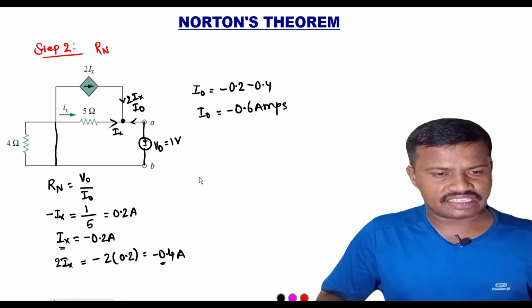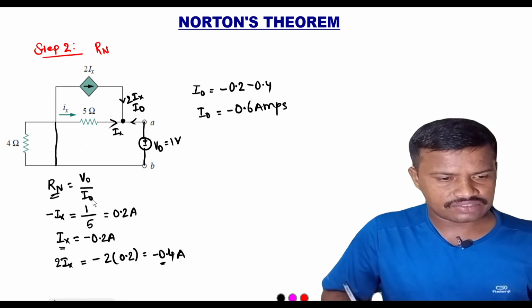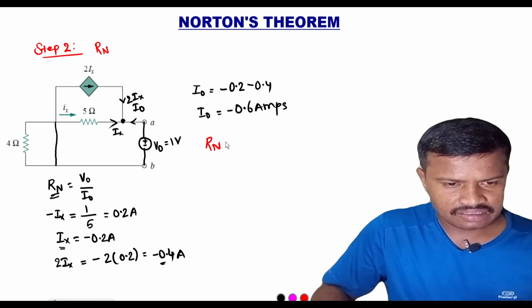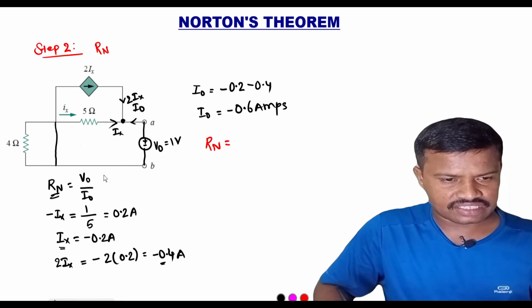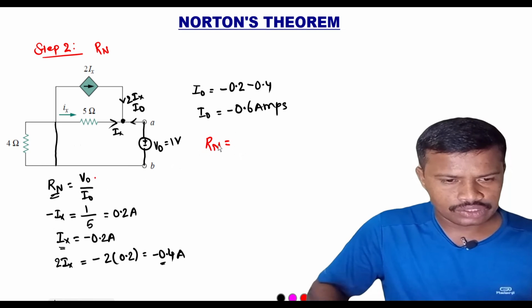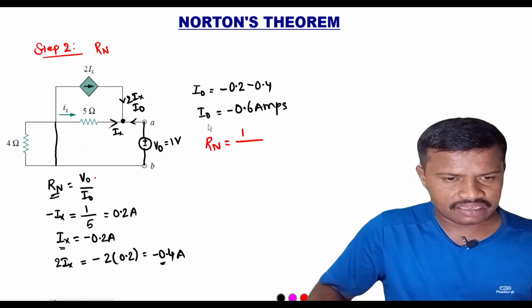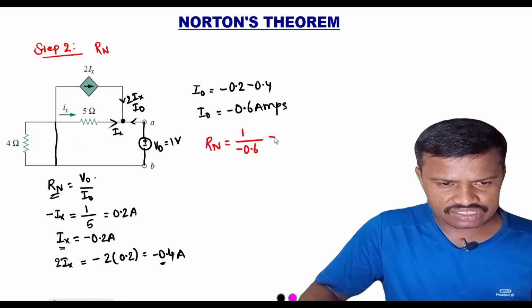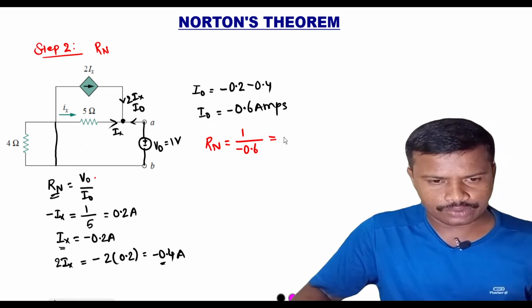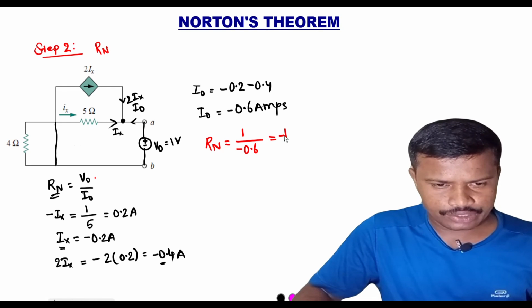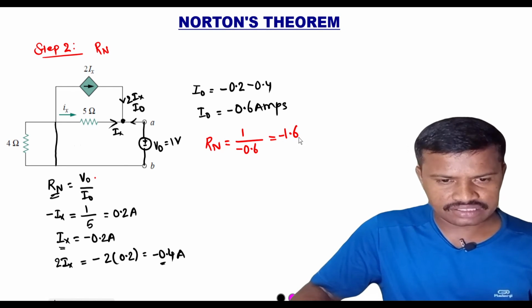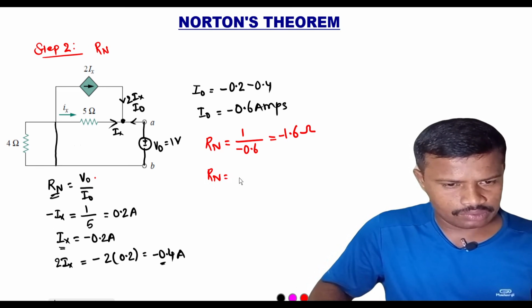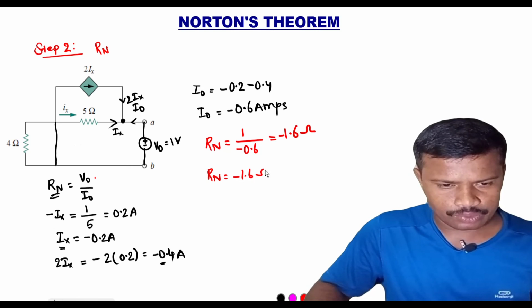Now we will calculate the value of Rn using this formula. We know that the injected voltage is 1 volt. So we will write 1 volt divided by the current, negative 0.6 amps. So the resistance value, Rn, is equal to negative 1.6 ohm. So Rn is equal to negative 1.6 ohm.